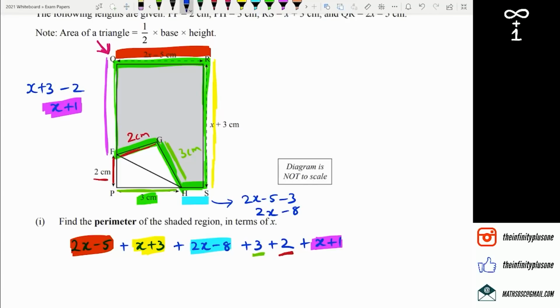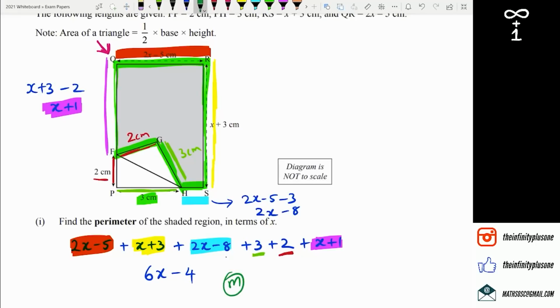Combining all of this together, I've got 2x plus x, which is 3x, 5x, 6x. And then negative 5 and 3 is negative 2, negative 2, negative 8 is negative 10, negative 10 plus 3, I made a mistake. I'm going to try that again. Negative 5 and 3 is negative 2. Negative 2 and negative 8 is negative 10 plus 6. So 6x minus 4. So that's what we're looking for, the perimeter.